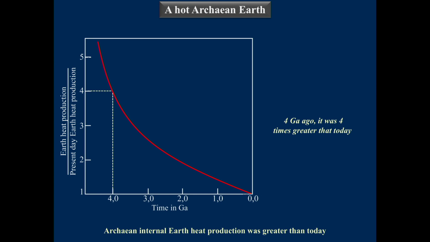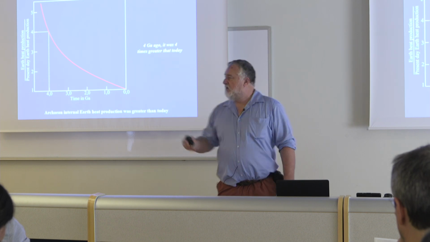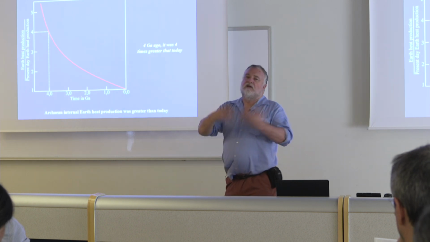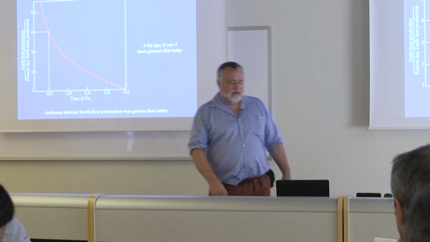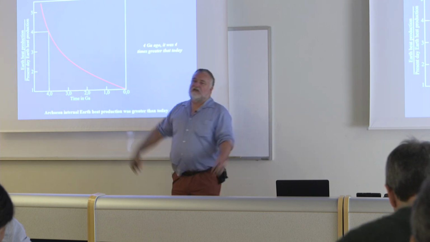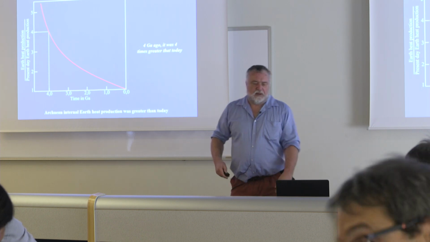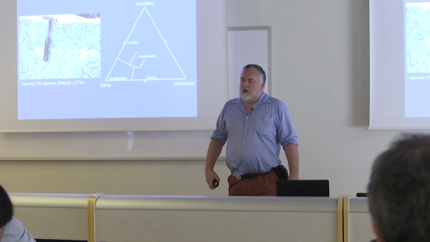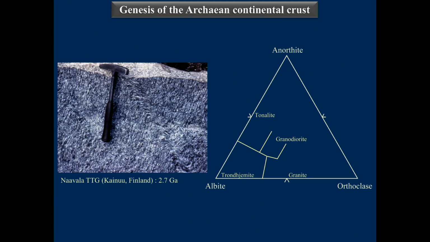And after 2.5 billion years ago, the Earth, after cooling, became too cold and was not able to produce high temperature magma. So it produces only basalts and this kind of rocks. So, okay, the point is that the internal heat production during the Archaean was greater than it is today. Now, we look at the second kind of rocks.